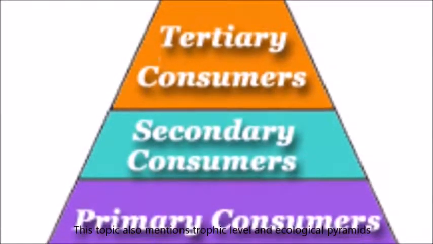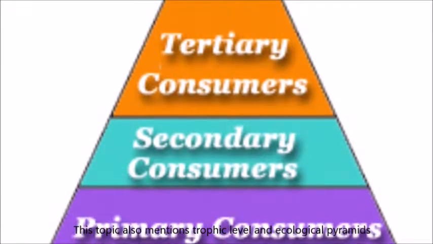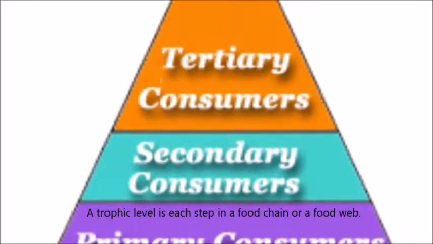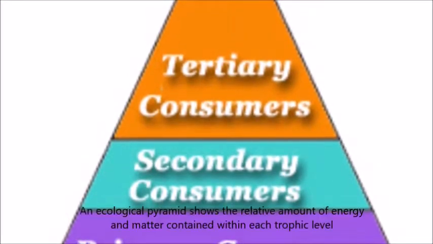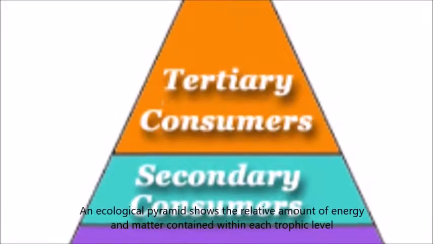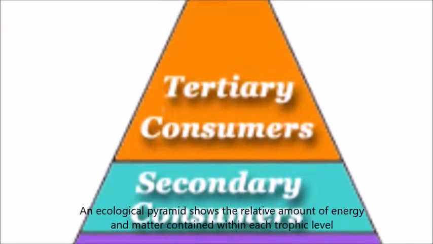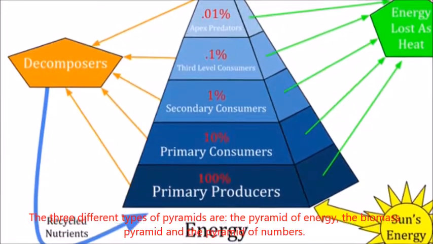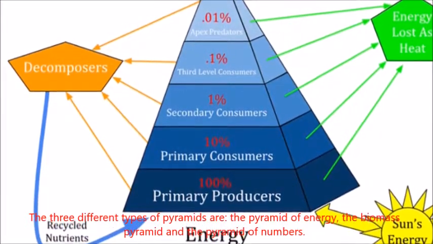This topic also mentions the trophic levels and ecological pyramids. A trophic level is each step in a food web or food chain. An ecological pyramid shows the relative amount of energy and matter contained within each trophic level. The three different types of pyramids are the pyramid of energy, the biomass pyramid, and the pyramid of numbers.